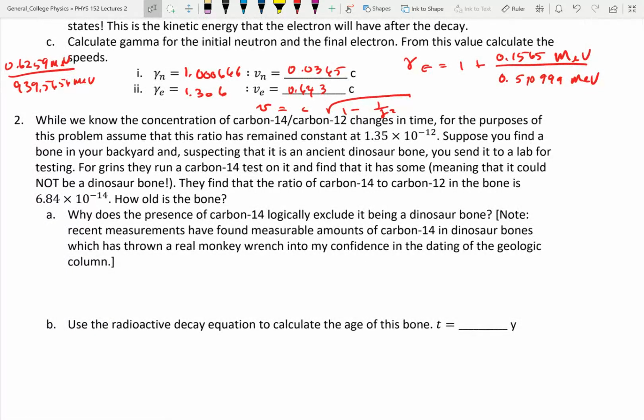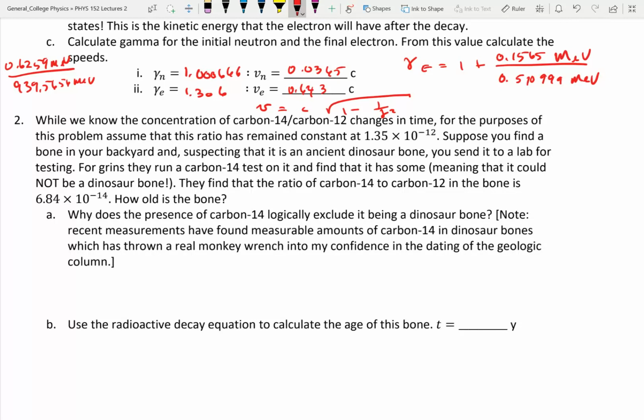Problem 2. While we know the concentration of carbon-14 and carbon-12 changes in time, for instance, when you have a volcanic eruption, it will change dramatically. When you have a nuclear bomb, it will change dramatically. For the purposes of this problem, we're going to assume the ratios remain constant.